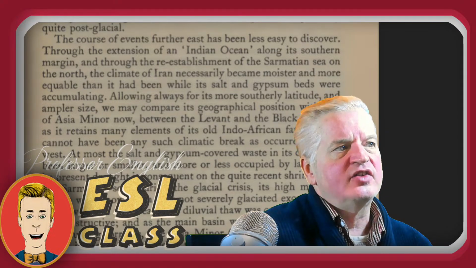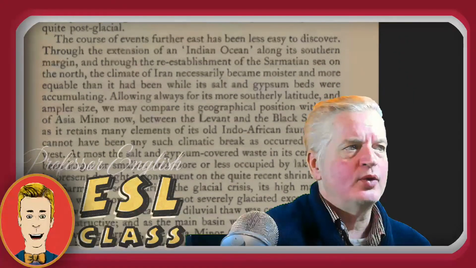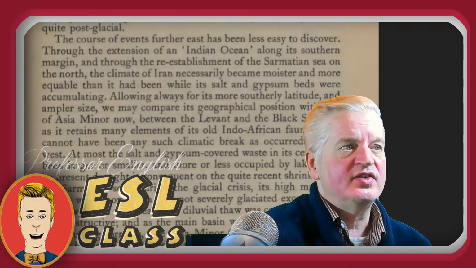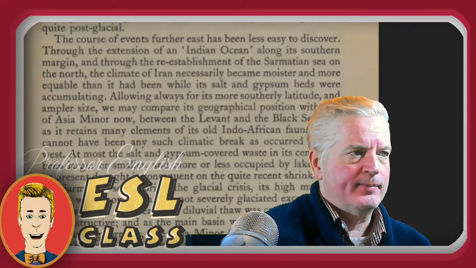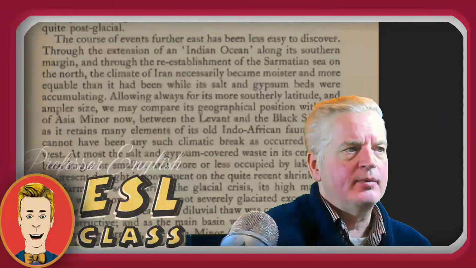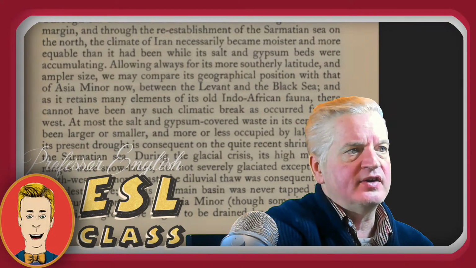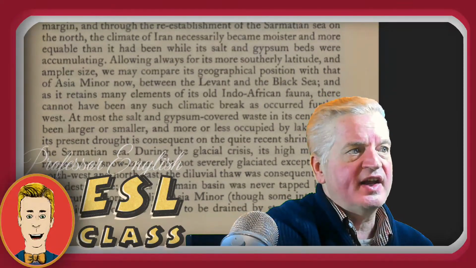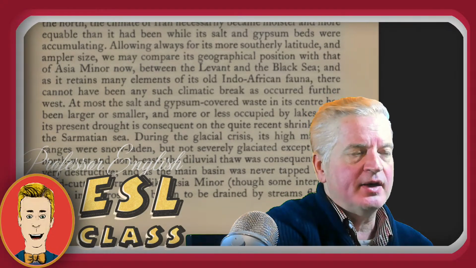Through the extension of an Indian Ocean along its southern margin, and through the re-establishment of Sarmatian Sea on the north, the climate of Iran necessarily became moister and more equable than it had been while its salt and gypsum beds were accumulating, allowing always for its more southerly latitude and ampler size. We may compare its geographical position with that of Asia Minor now, between the Levant and the Black Sea, and as it retains many elements of its old Indo-African fauna. Remember, fauna means animals.